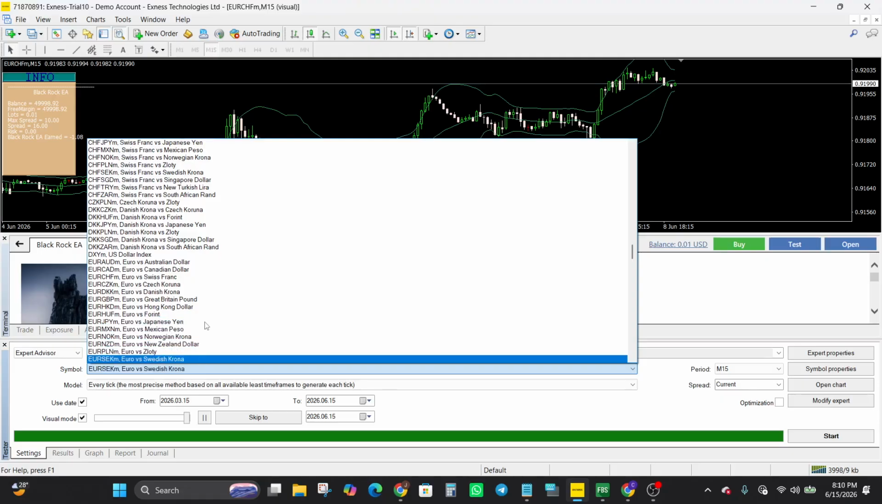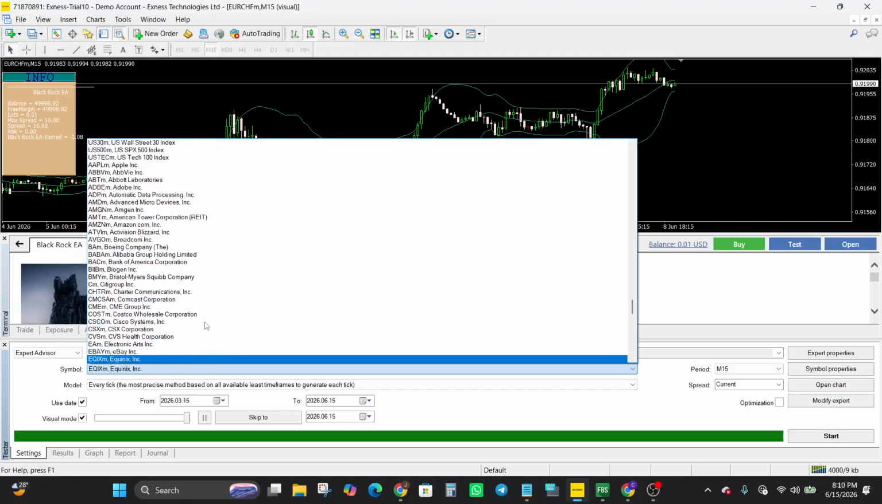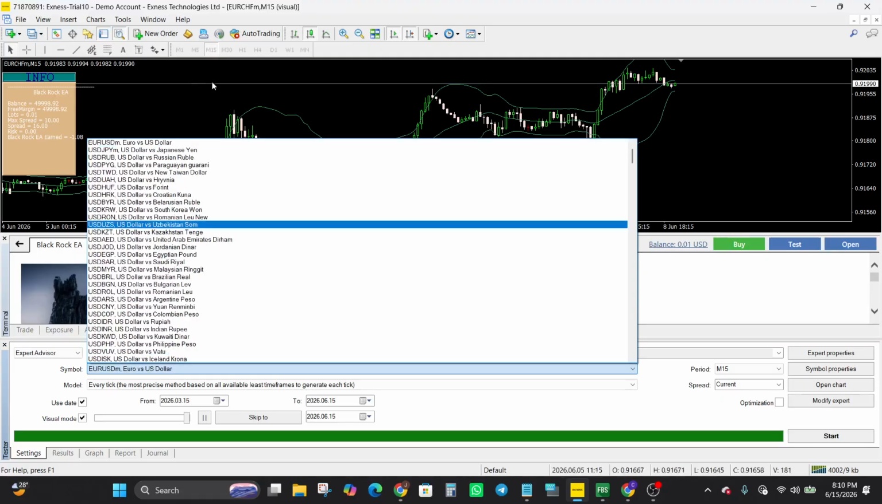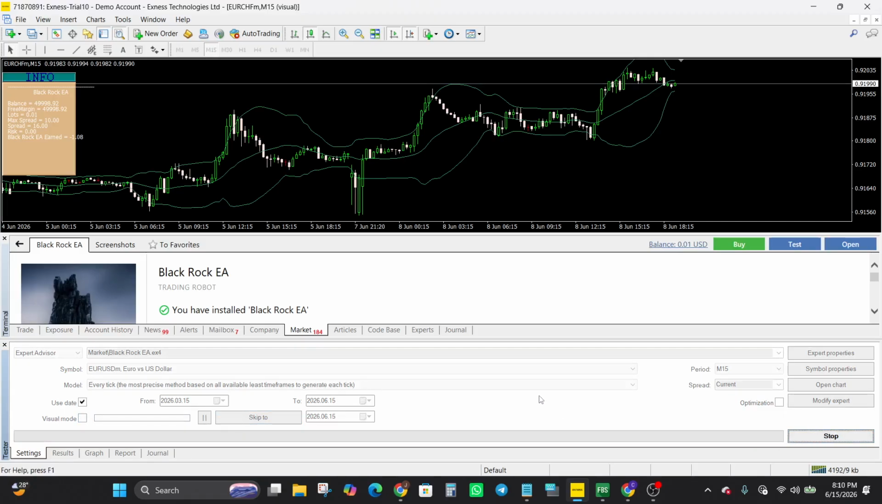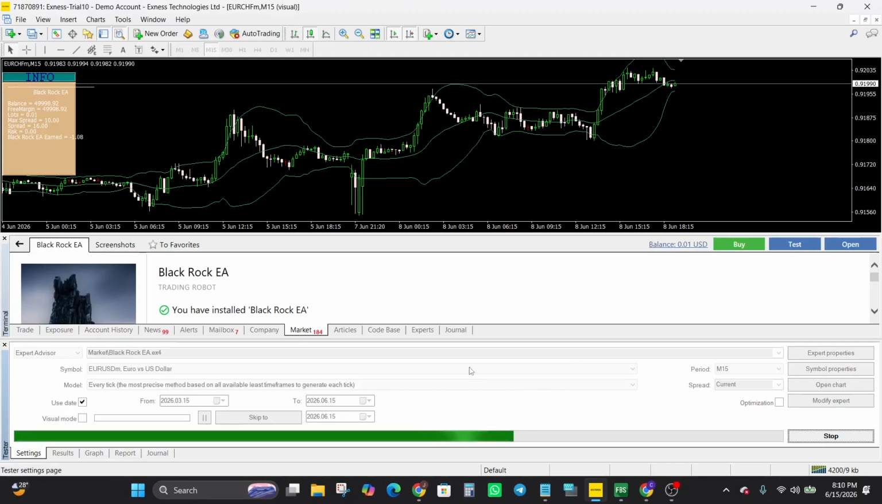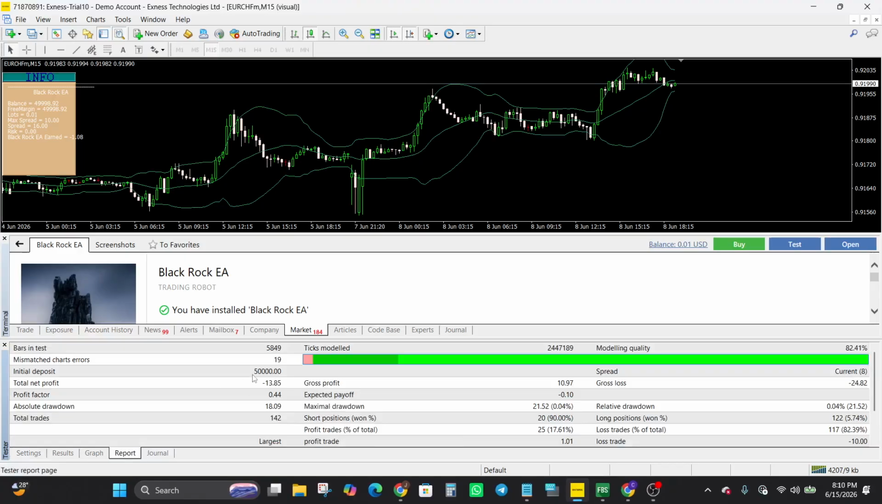I'm trying to see if I'm still going to have an error message if I try a different currency pair. Okay, let me just turn off the visual so that it can be fast. All right. Okay, so here now I'm having 19 mismatched errors.